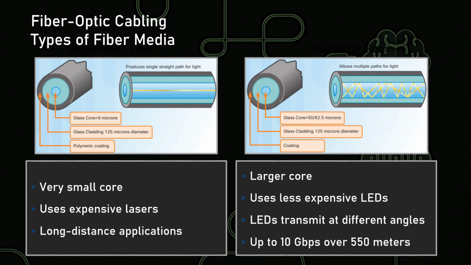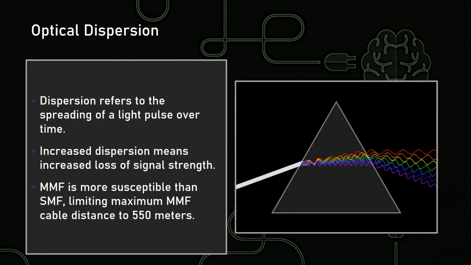So 550 meters, if you want to do the math, it's 3.3 feet per meter. So, if we say it's roughly 3 times that length, that's somewhere around 1,800 feet. Or 1,725, excuse me. So dispersion is the process of light in a wave pulse spreading out over time.